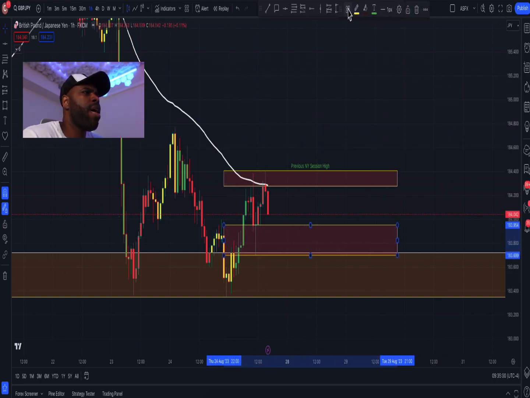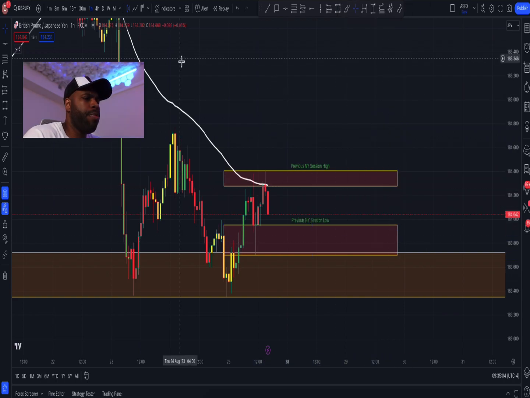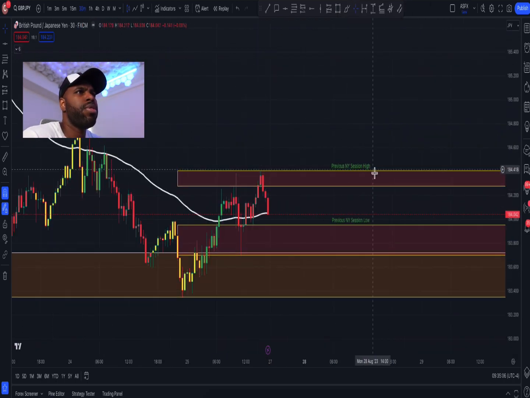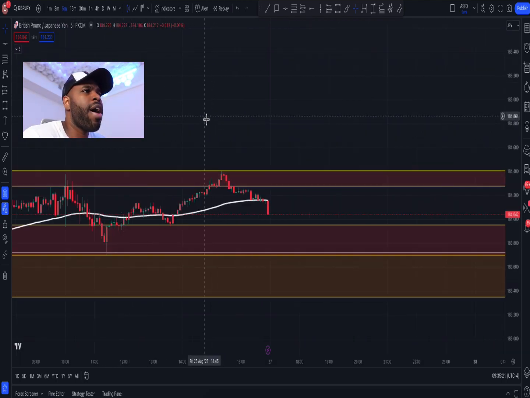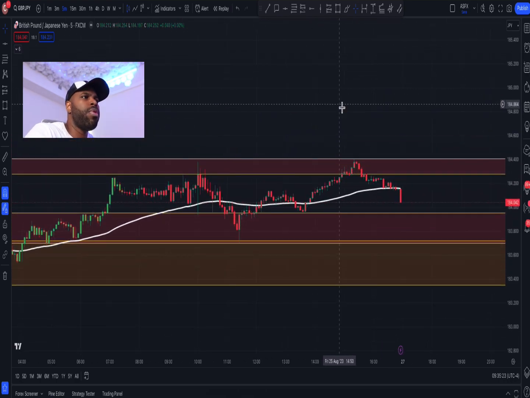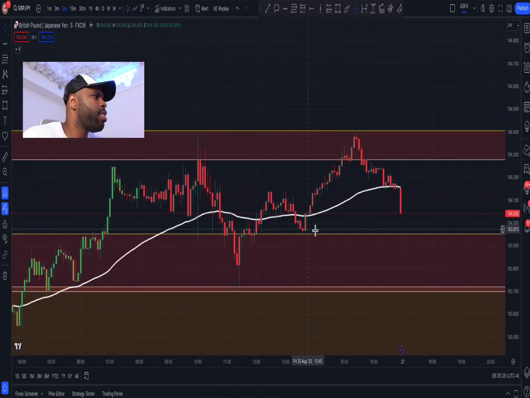So I'm going to break it down, but first I'm going to go to my templates and name it New York session low, and then I'm going to break it down to the 30-minute. On the 30-minute, the wick is still too long. The 15-minute, the wick is still long, and finally, you can't go any lower than the 5-minute. The 5-minute chart is the minimum where you can tighten this zone up.